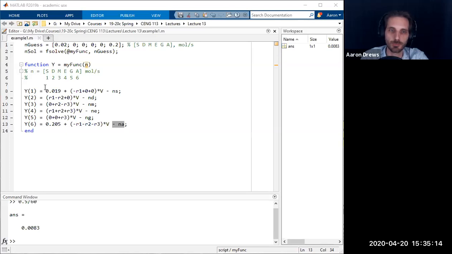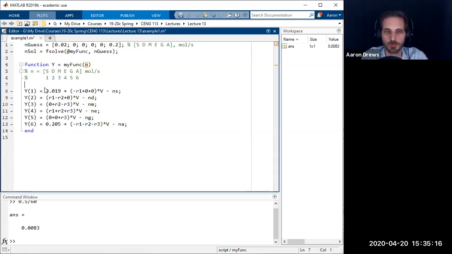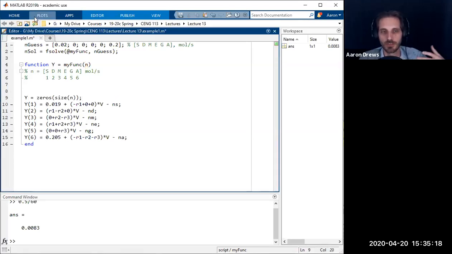I'm in the habit of pre-allocating for something like this. You could probably leave the Y's that way, but I like to just remind myself that there's supposed to be an equal number of material balances as there are components coming in. And so I like to pre-allocate with a line like this one, where it just says, make sure that Y has the right elements and the right shape to it, but you don't always have to do that.